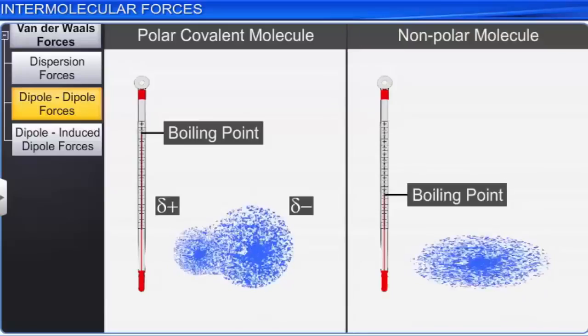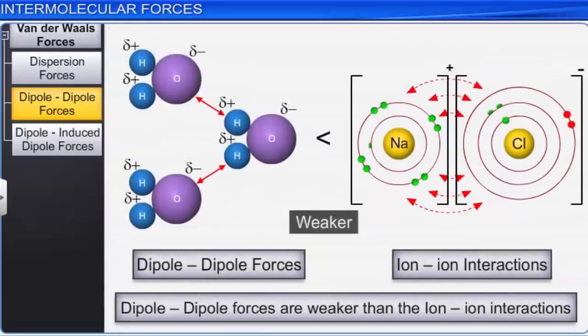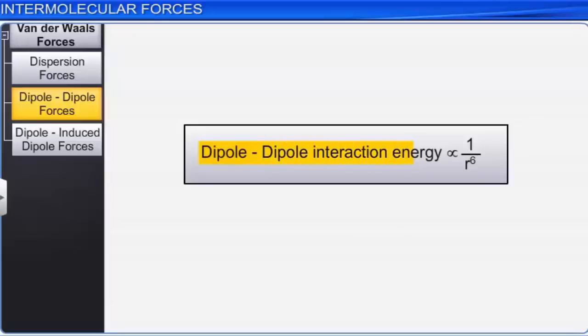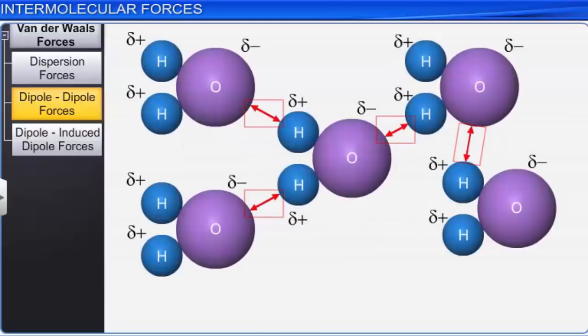Dipole-dipole forces are stronger compared to the London forces. But due to the involvement of only partial charges, they are weaker than the ion-ion interactions. The dipole-dipole interaction energy between polar molecules is inversely proportional to the sixth power of the distance between the two polar molecules. Polar molecules can interact both by dipole-dipole forces and also by London forces of attraction.